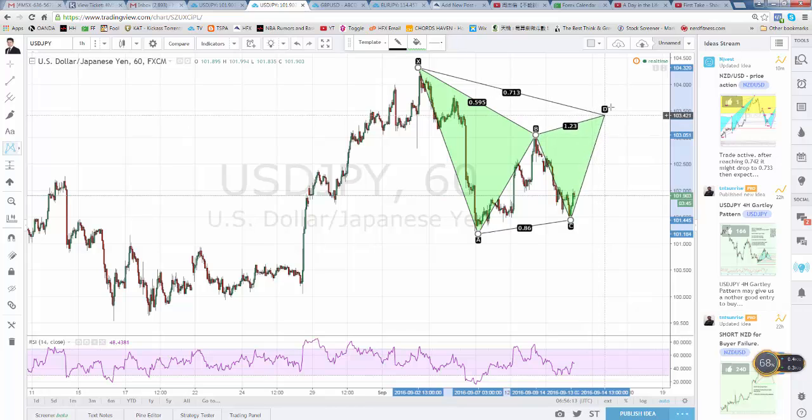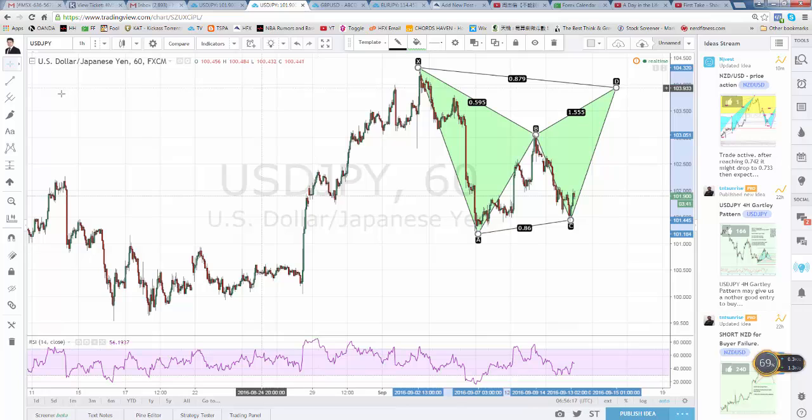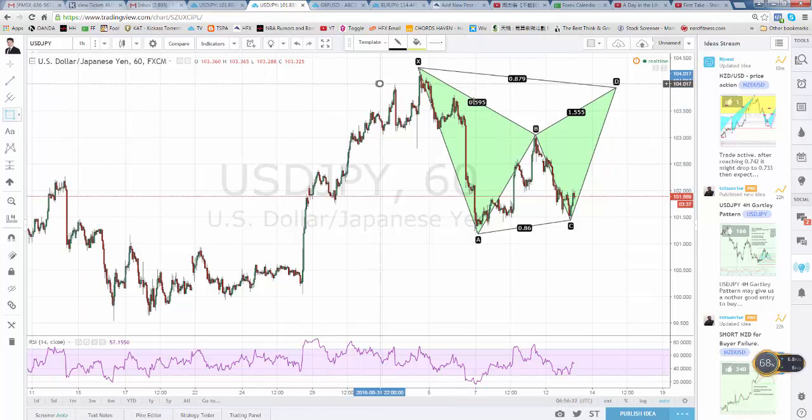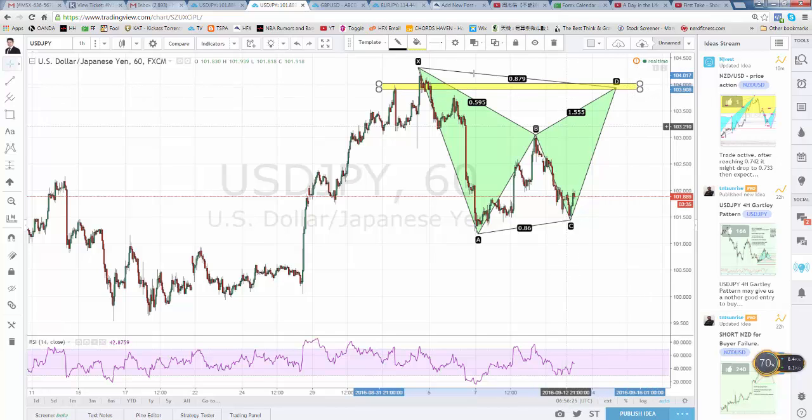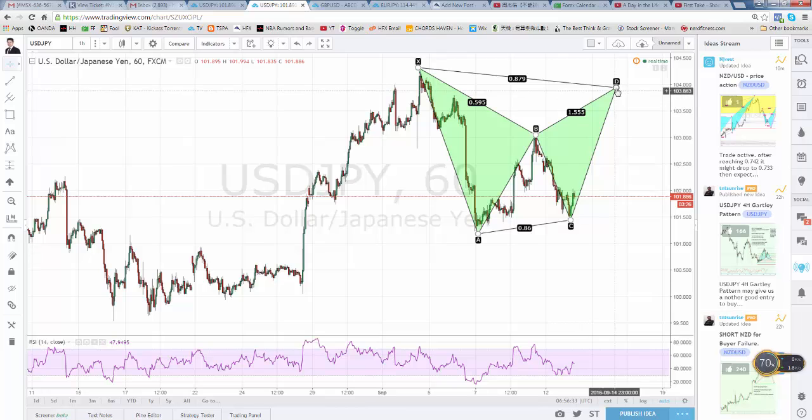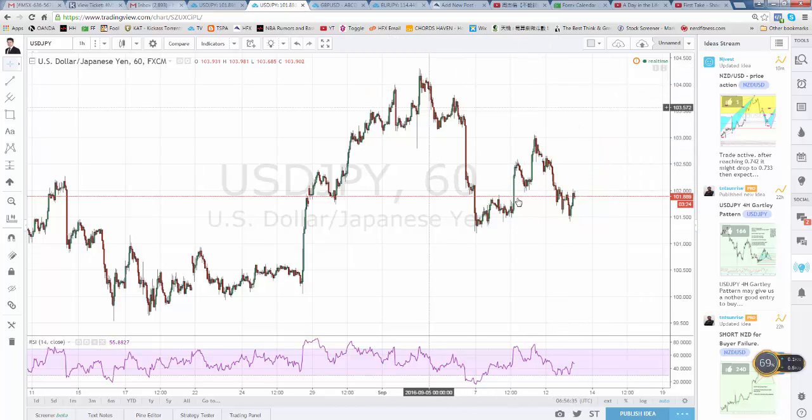So it could go all the way up to about 104 back at the highs here. Check out the high. Yeah, this zone here is where a lot of people might short this on a bad pattern. But before this happens, what I'm really looking at is a potential buy of a shark pattern.